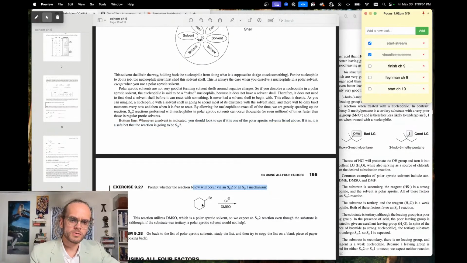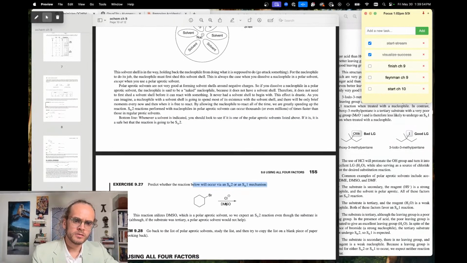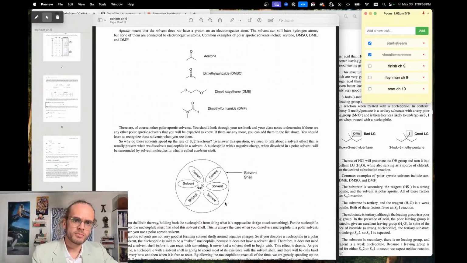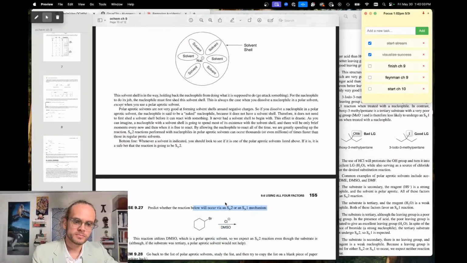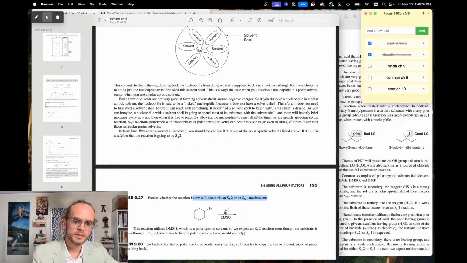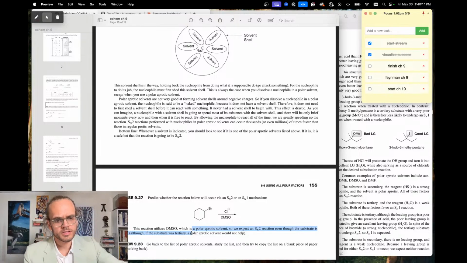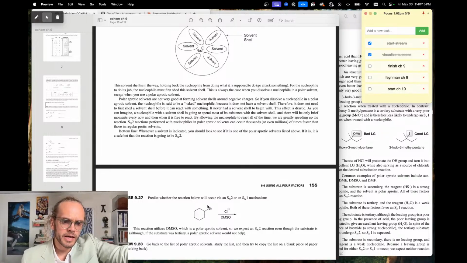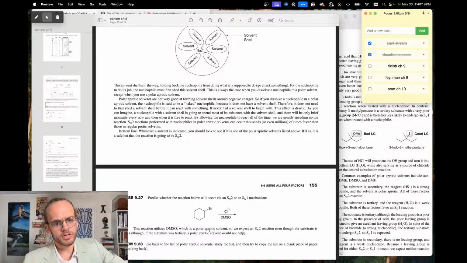So is this SN1 or SN2? Well, this has DMSO, dimethyl sulfoxide, chloride, so I assume that would be SN2. Polar, we expect an SN2 even though the substrate is secondary. Yeah. Okay, polar aprotic, got it.